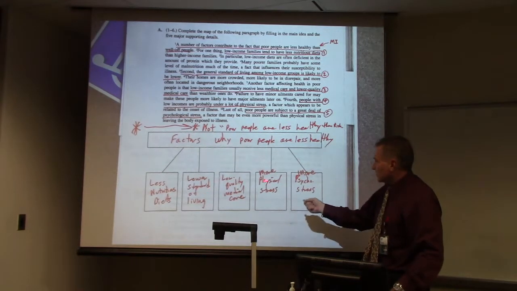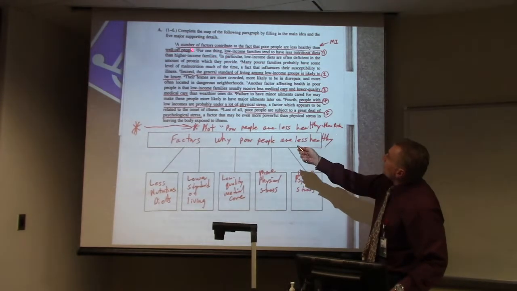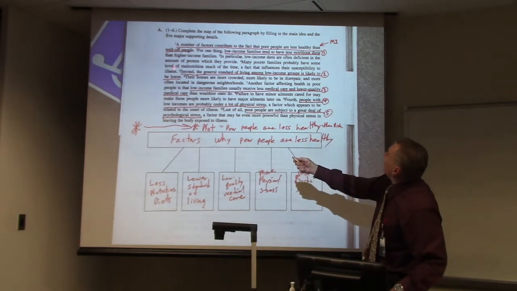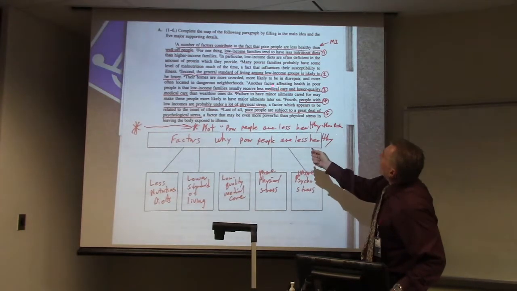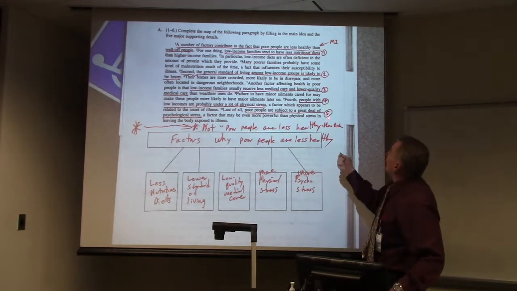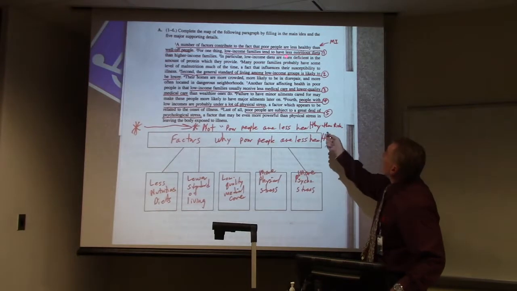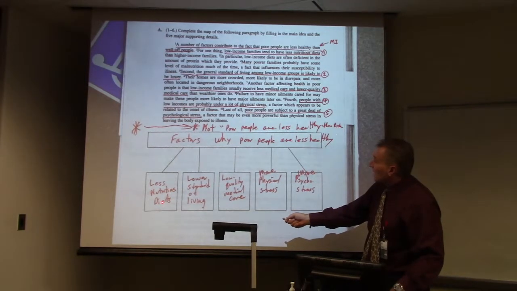Here are the factors, okay? Again, if you annotated correctly, you notice the transition signals for first, second, another, fourth, and last. So again, we have transition signals here that indicate the 5 supporting details. So the first one, of course, less nutritious diets.